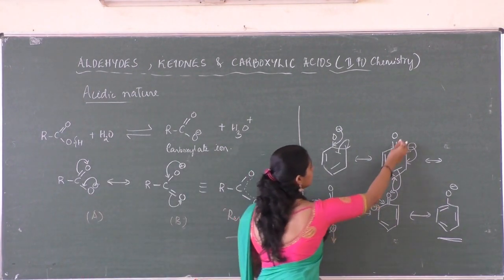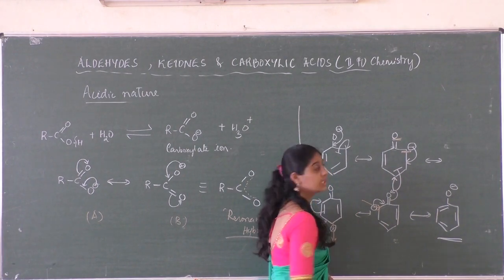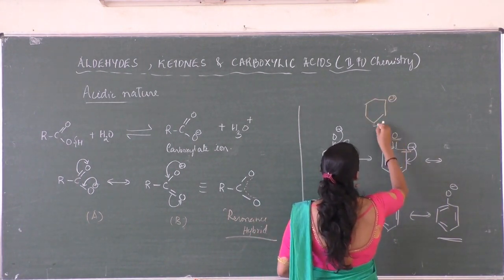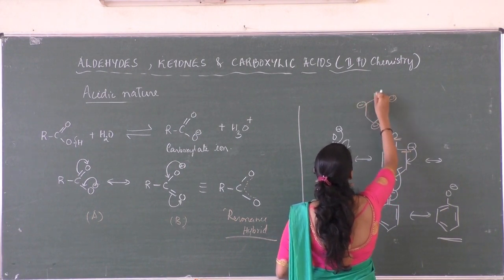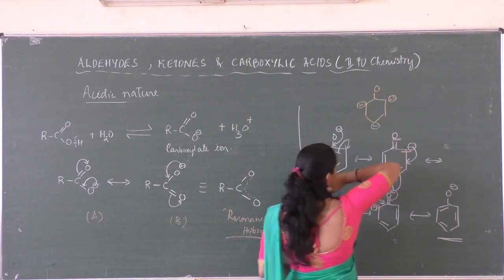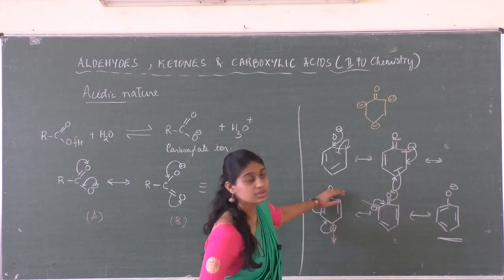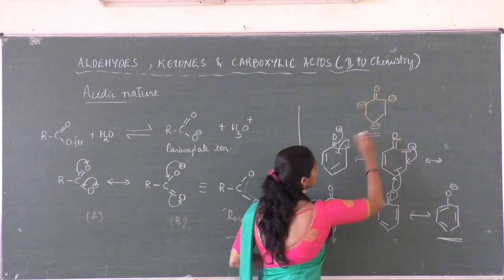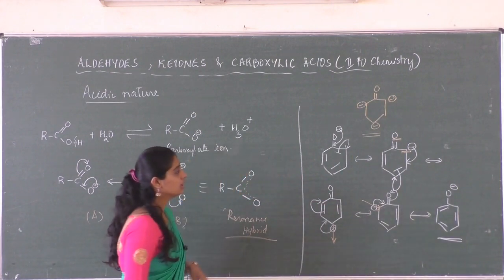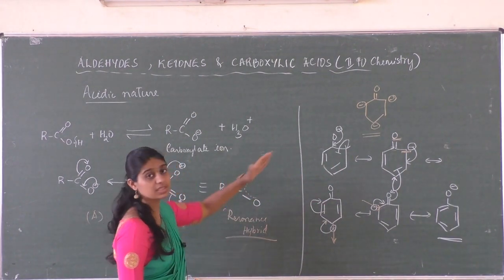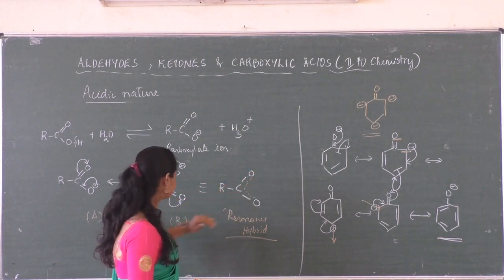Here the oxygen atom does not have any negative charge on it. The negative charge is present on the ortho and para positions. Everywhere else it has the carbon to oxygen double bond. So this is where the negative charge is placed in the case of the phenoxide ion.